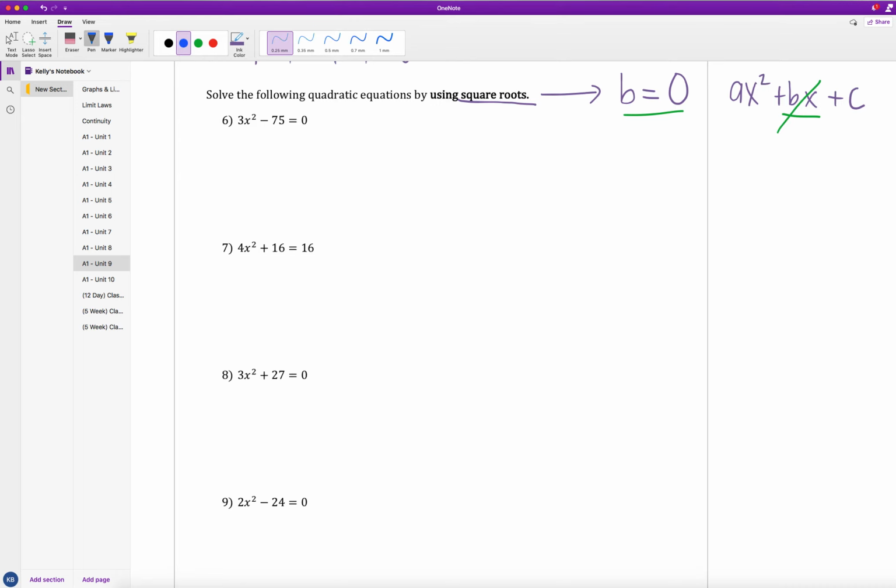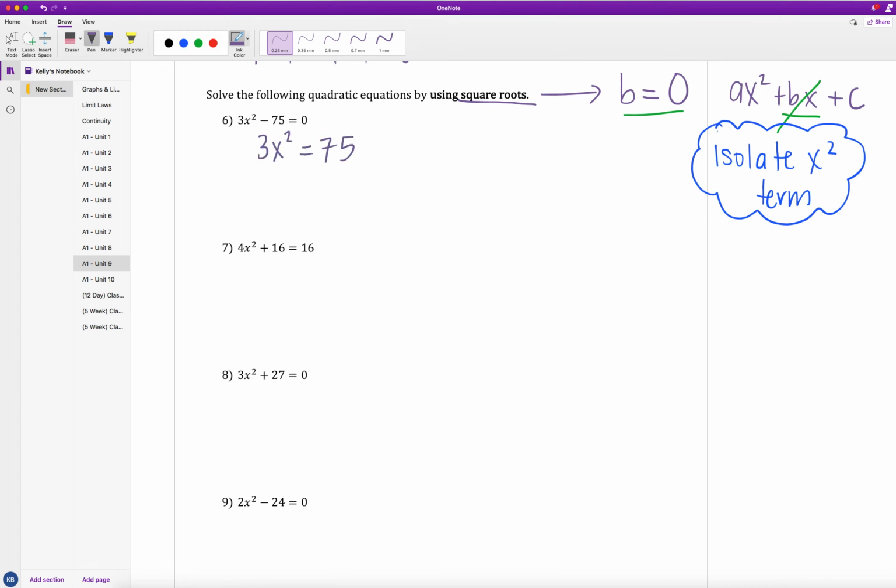The next thing to keep in mind is our goal is going to be to isolate the x squared term and get that x squared all by itself before we apply any square roots. So let's look at our first example. We have 3x squared minus 75 equals 0. To get x squared by itself, I'm going to add 75. Then to finish off getting x squared by itself, if we divide through by 3, we end up with x squared equals 25.